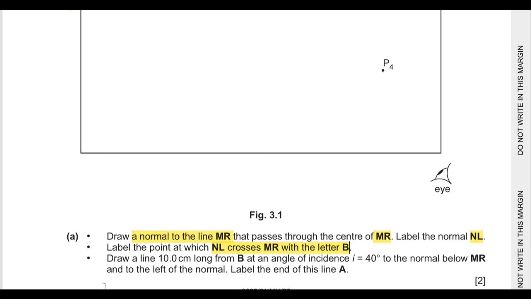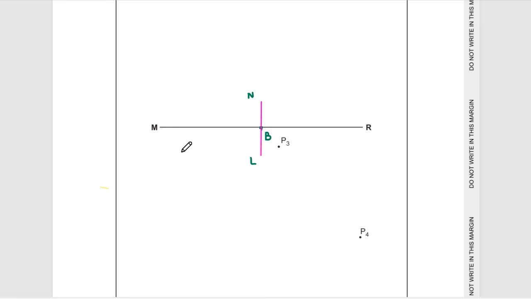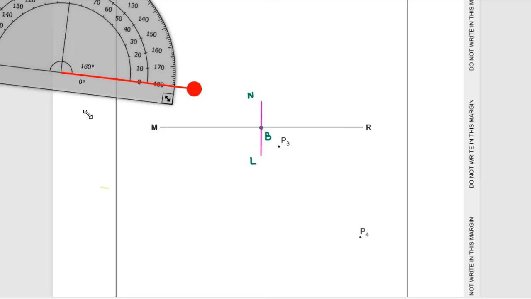Next part says draw a line 10 centimeter long from B at an angle of incidence 40 degree to the normal, below MR and to the left of the normal. Label the end of this line as A. Below the line MR and to the left side of the normal means over here.